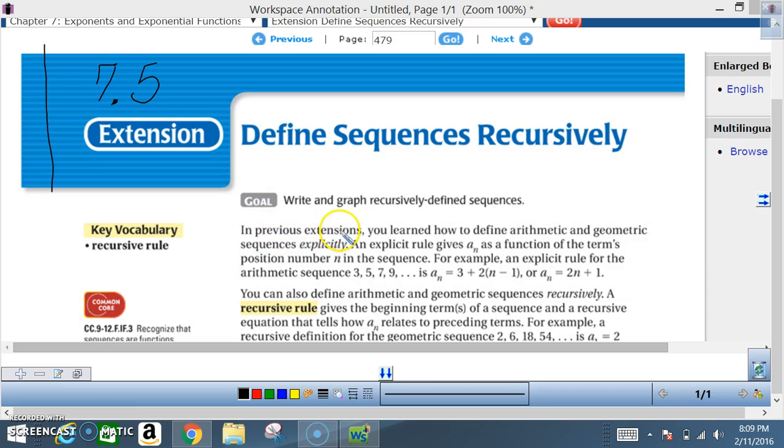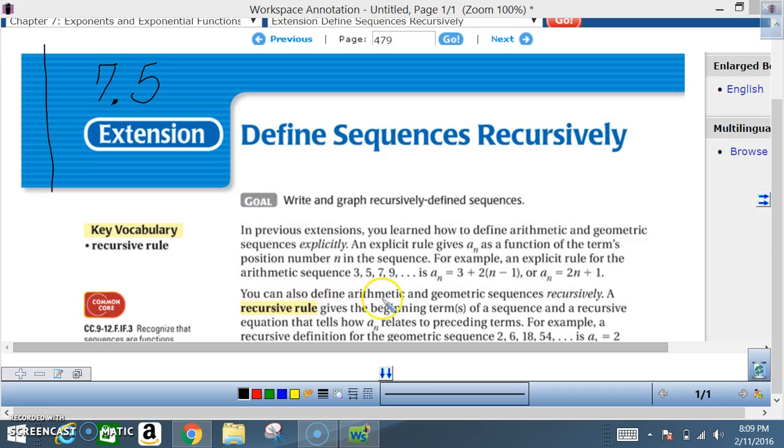In the previous extensions, you learned how to define arithmetic and geometric sequences explicitly. An explicit rule gives a sub n as a function of the term's position number in the sequence. For example, an explicit rule for the arithmetic sequence 3, 5, 7, 9, etc., is a sub n equals 3 plus 2 times n minus 1, or a sub n equals 2n plus 1.